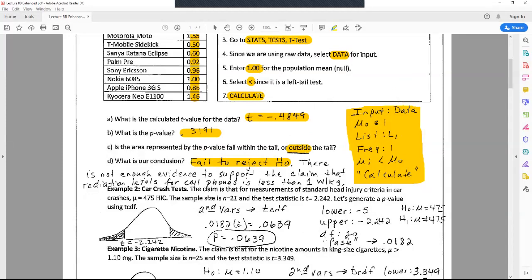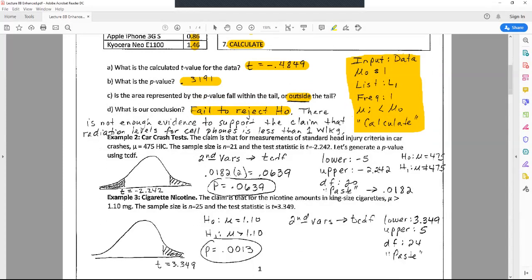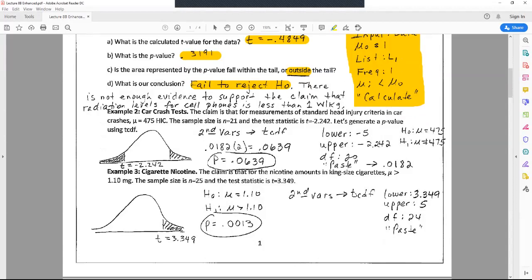Example 2, car crash tests. The claim is that for measurements of standard head injury criteria in car crashes, there's a claim that the average is 475 units. The sample size is 21, and there is a test statistic of negative 2.242, and we just want to generate the p-value.